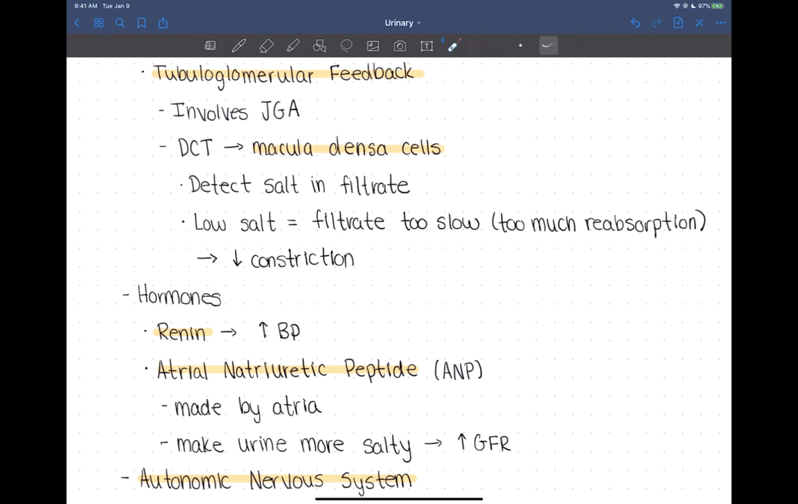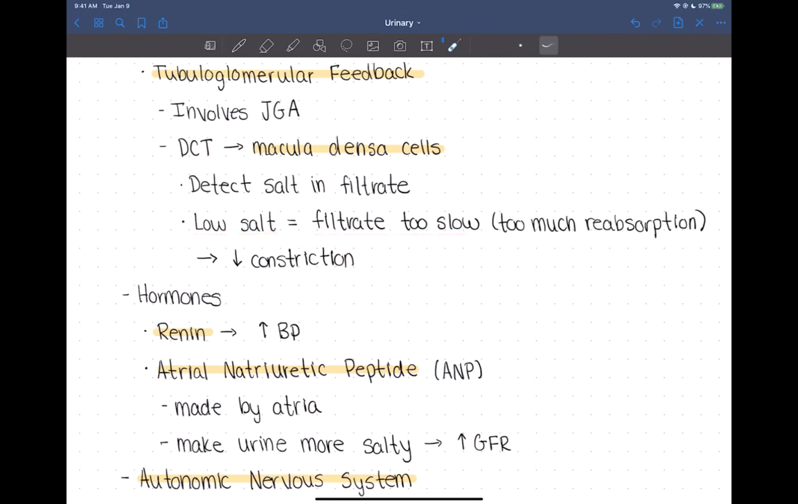Okay, so if the salt levels are really low, that filtration rate is too slow. And it's too slow because it's allowing too much time for reabsorption to occur. All right, so it's going so slow that those mechanisms that reabsorb all the ions, the salts, are able to pull out way more salts than they should be. Okay, so low salts means that it's too slow.